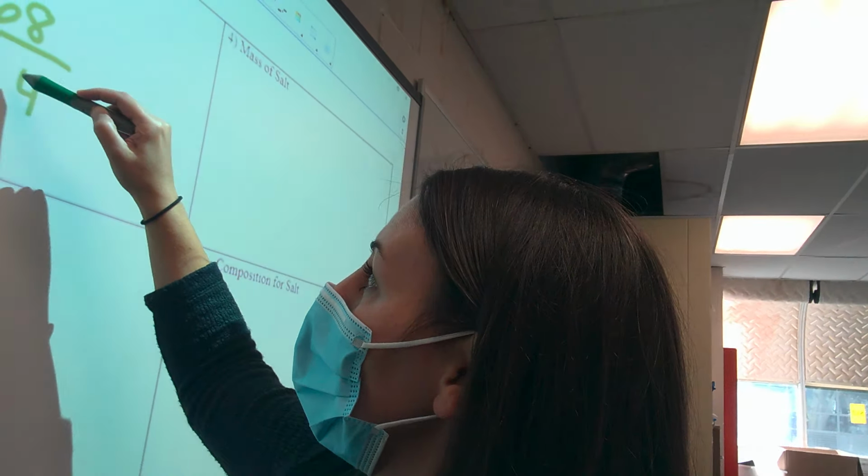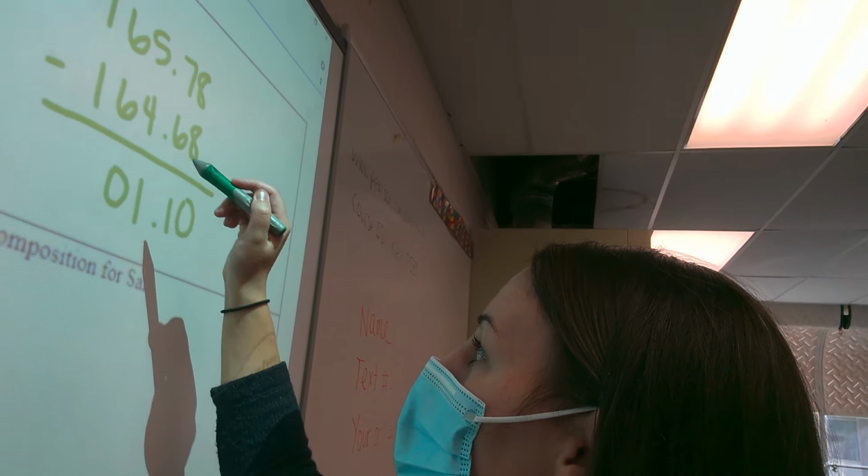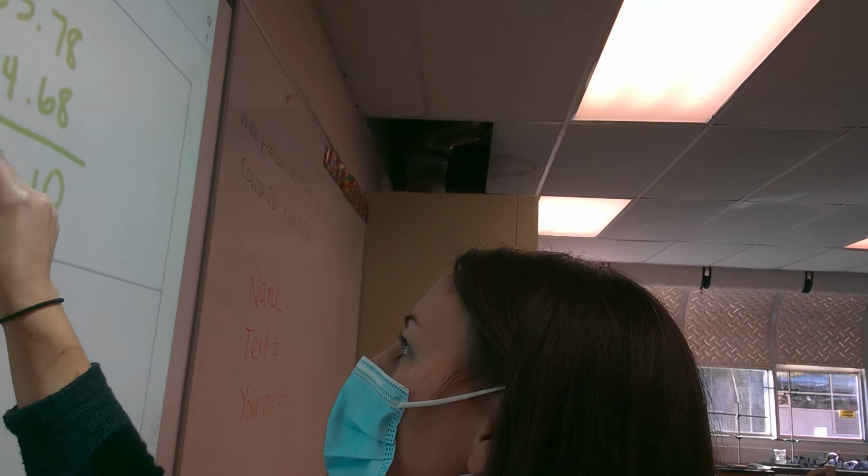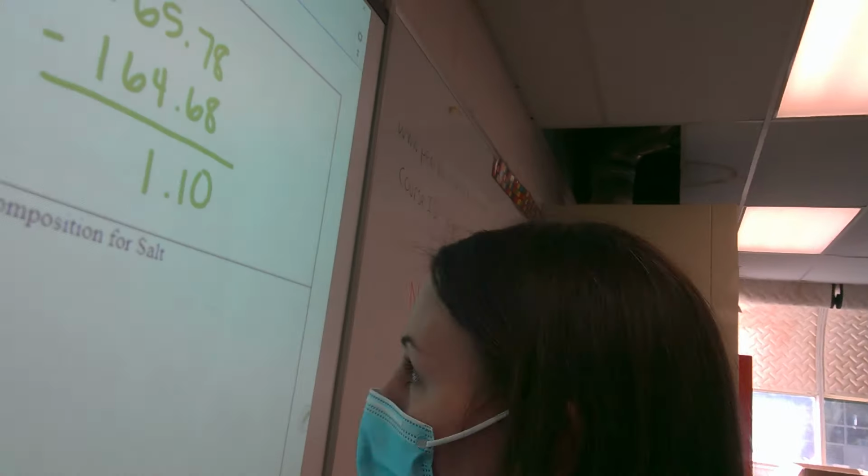My salt, 165.78, but I want to subtract the empty beaker from that, which is 164.68. And I get 1.10 grams for my salt. I'm going to show you how to do percent composition and percent error for the sand, and then you guys can do your salt calculations on your own and your analysis questions.